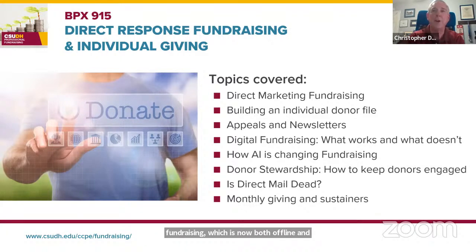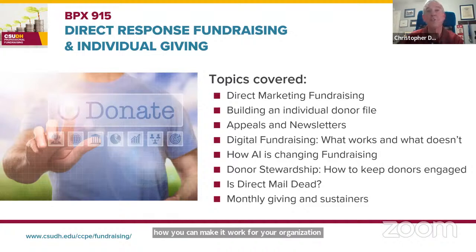So this course will cover direct response fundraising, which is now both offline and online. We'll look at how to build a donor base of individuals and how you steward them so they stay longer and give bigger gifts and give more often. We'll look at what makes for a good appeal letter, a good newsletter. We'll spend a lot of time on digital fundraising and communication, including social media and how artificial intelligence is changing the world of fundraising. And while digital fundraising is growing, the workhorse of individual fundraising is still direct mail. We'll dive deep into how that works, why it works, and how you can make it work for your organization.